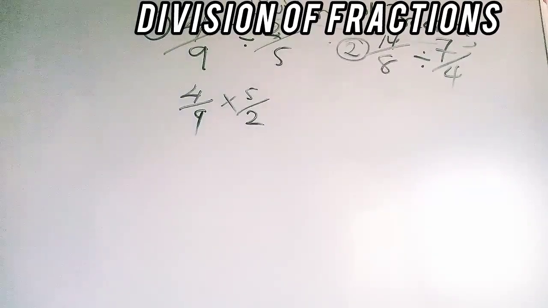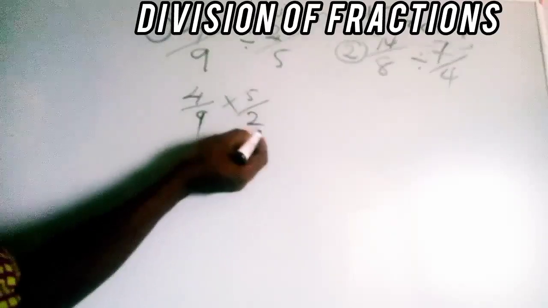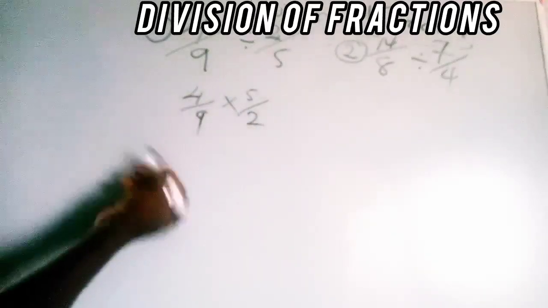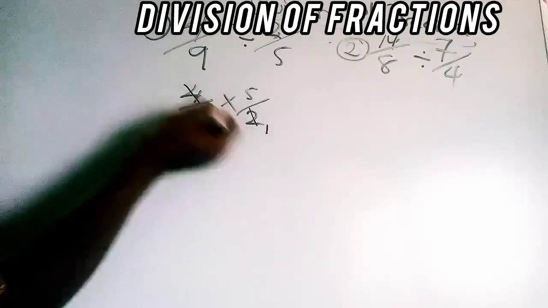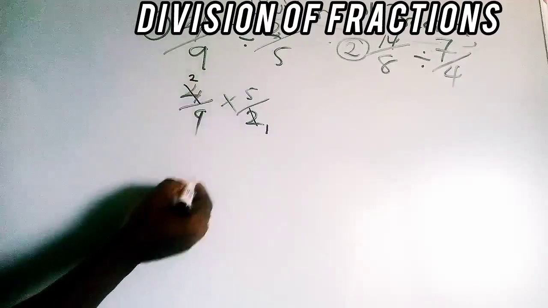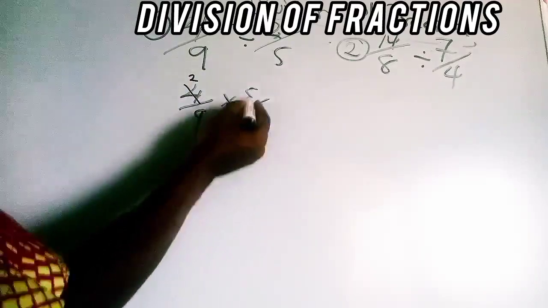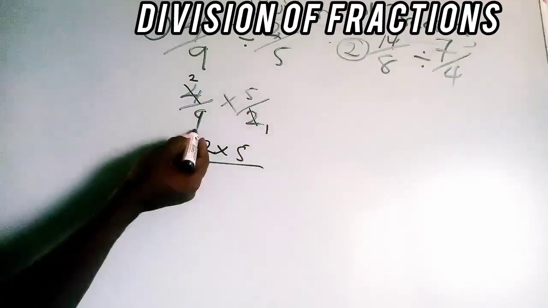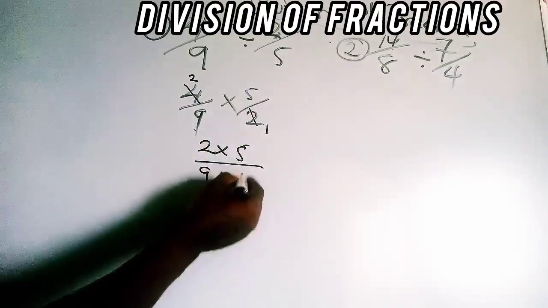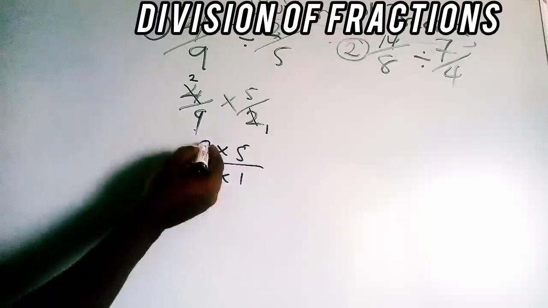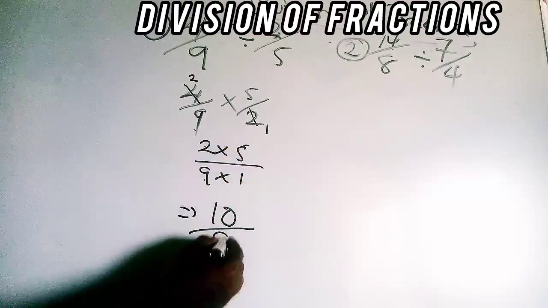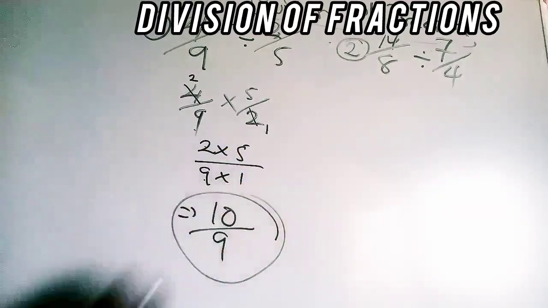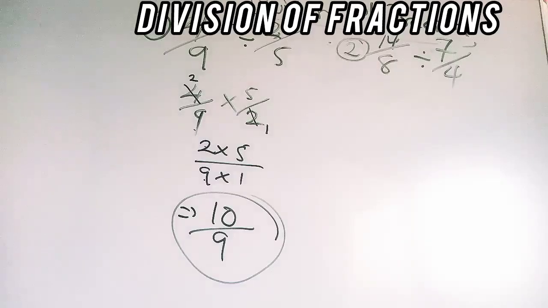Okay. At this stage, you may decide to cancel. 2 can go here 1 time and go here 2 times. If you want it that way, you are good to go. So 2 will cancel itself 1 time, and the same 2 will go into 4 how many times? 2 times. Therefore, you'll be having 2 times the 5 remaining. Then you have the 9 here times this one. So at the down, you have 2 times this will give you 10 over 9 times 1 give you 9. So this is your final answer.